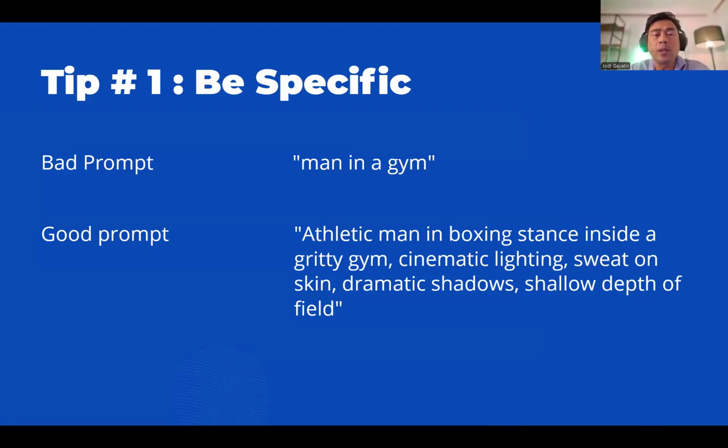So normally the three components would be the character, the specific action that the character is doing, and the environment. So instead of man in a gym, which is considered a bad prompt, a good prompt might look something like this: athletic man in boxing stance inside a gritty gym. And you can put here lighting and additional details, maybe sweat on skin, dramatic shadows. This will make the image more attention grabbing.